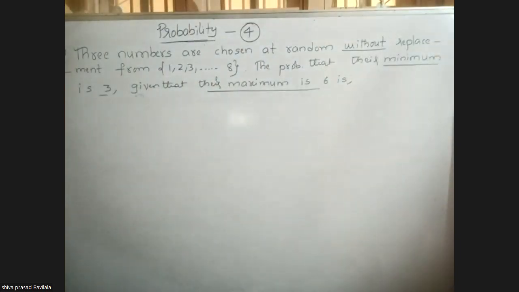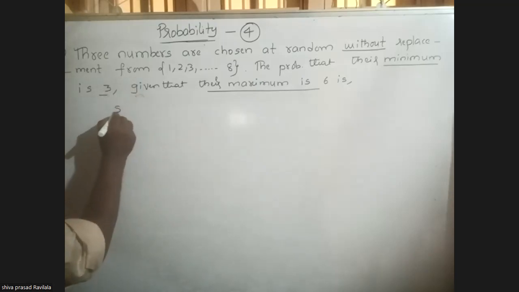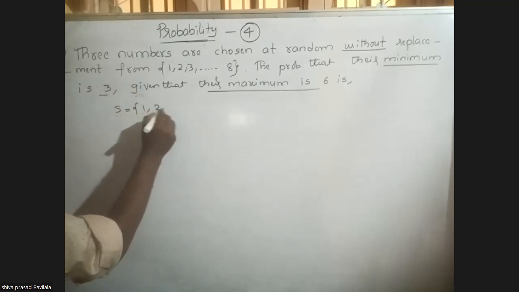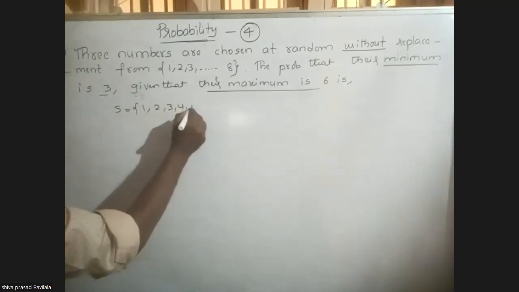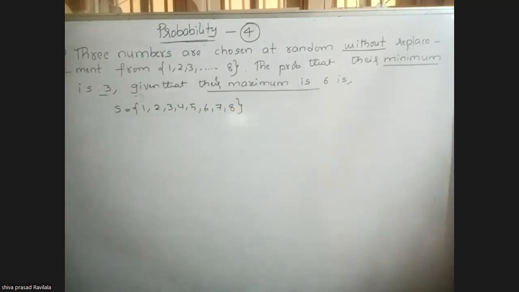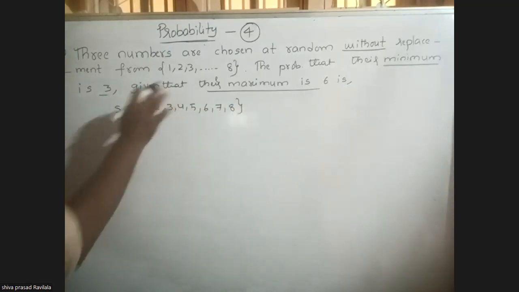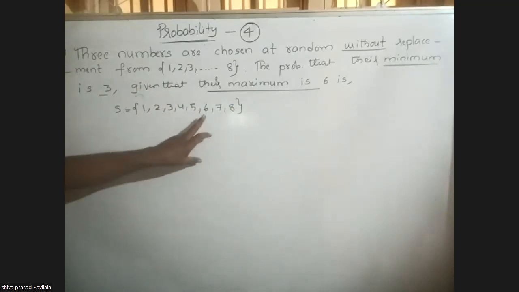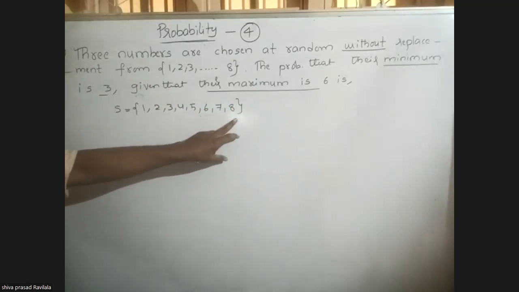And the second one: the probability that their minimum is 3, given that their maximum is 6. You can't take values more than 6, up to 6 only. Let the sample space contain all values: 1, 2, 3, 4, 5, 6, 7, 8. Given that their maximum is 6, you can't take 7, 8.